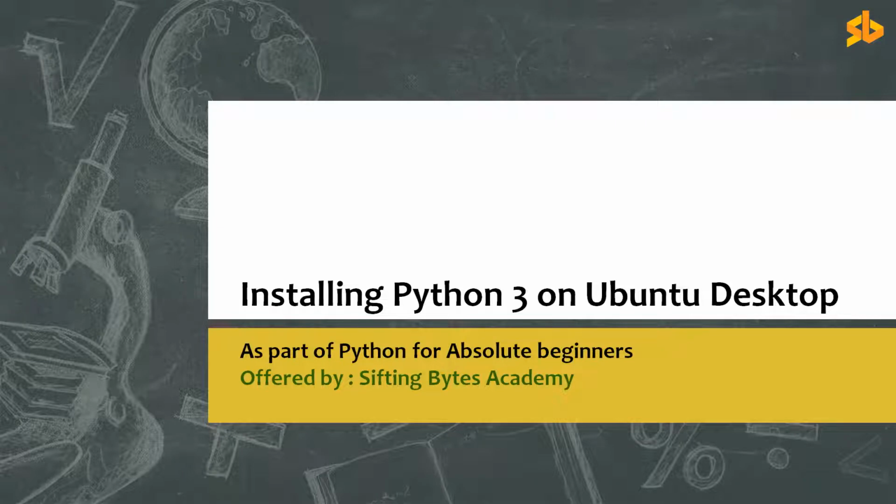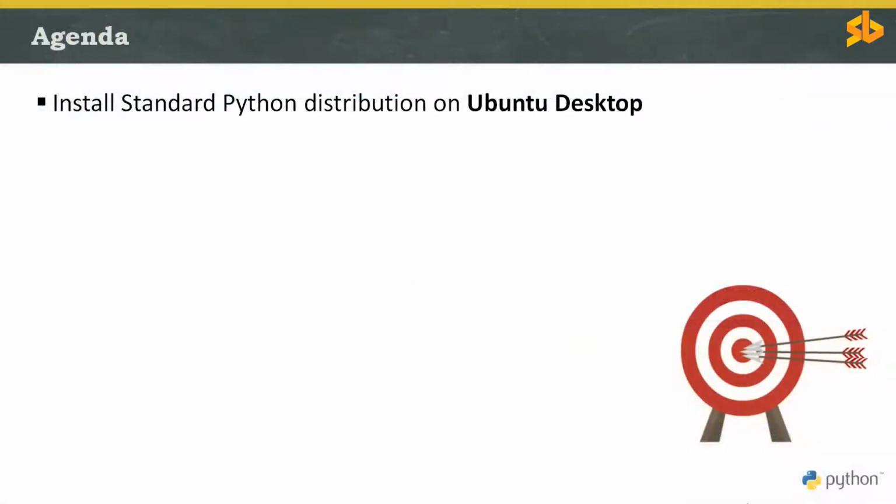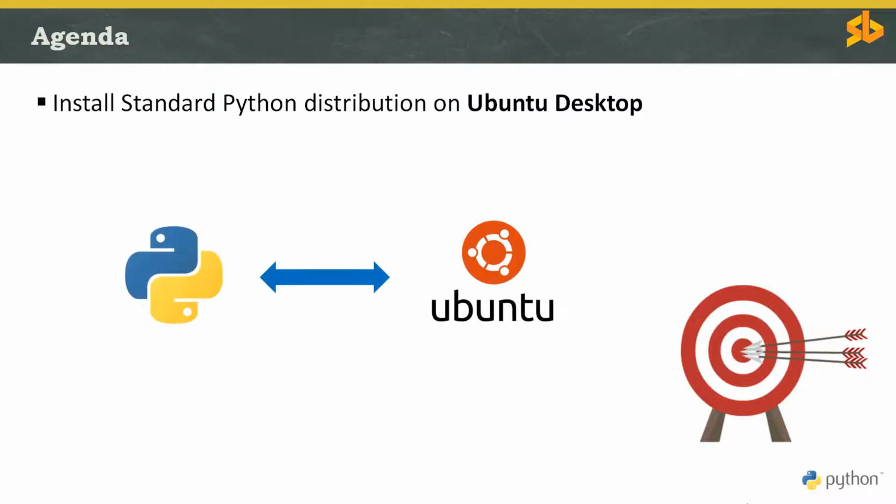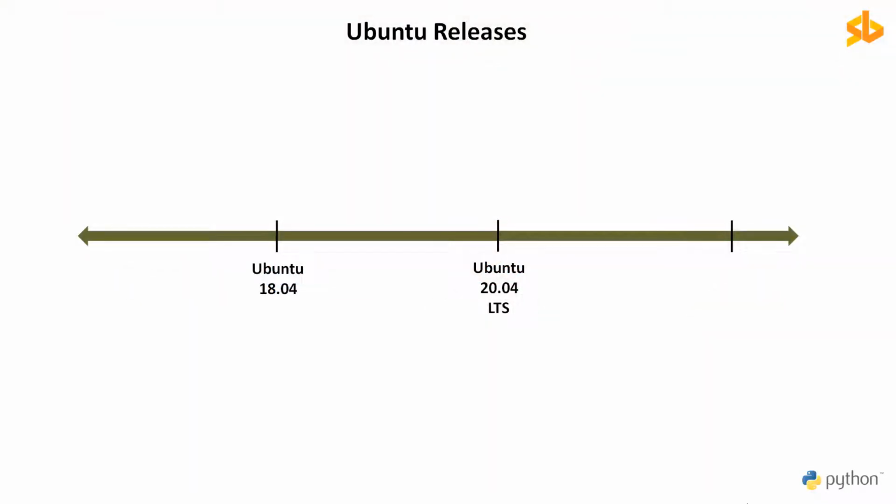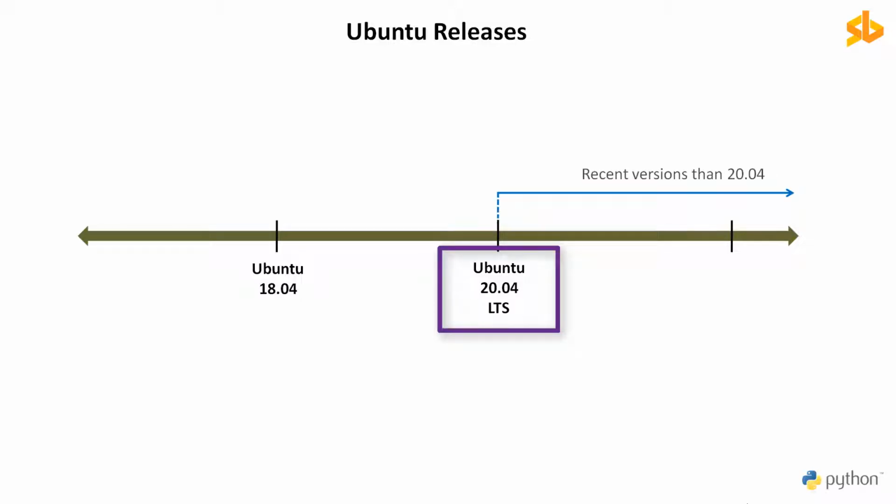In this video, we will learn how to install Python 3 on Ubuntu Desktop Operating System. It is one of the most popular Linux-based operating systems. And like most of the Linux distributions, Ubuntu also comes with Python pre-installed. In fact, latest Ubuntu systems come with Python 3. So, if you are using an Ubuntu version that is more recent than Ubuntu 20.04, then you are good to go. You don't need to install Python and you can skip this video.